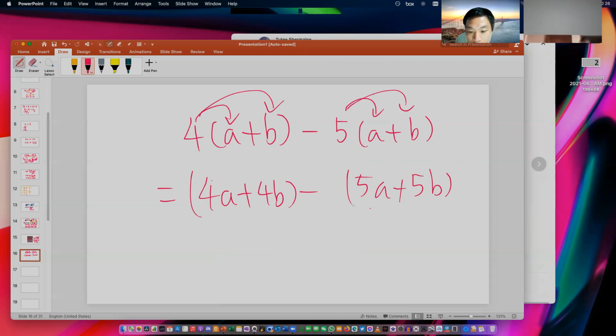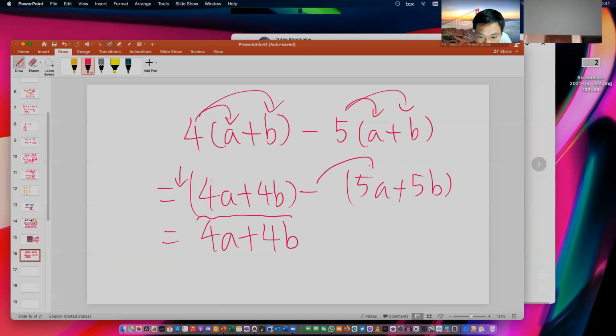Am I right or not? Yeah. And then after that, you need to open the bracket. So for the first part here, there is nothing here, right? There's nothing here, so you basically just copy. Okay. Then now comes to the second part.